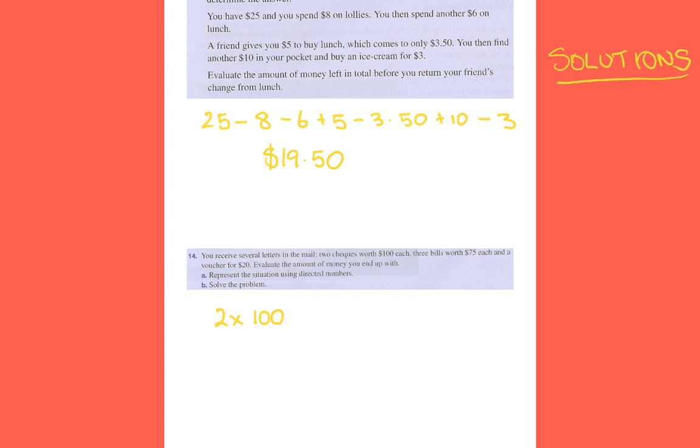For question 14, 2 lots of 100, that's positive, minus 3 lots of 75, that's negative because they're bills, and a gift voucher worth 20 is positive, but overall, negative $5.